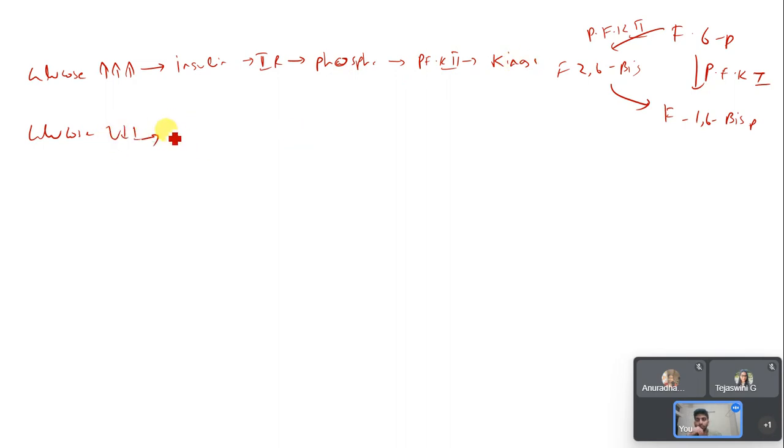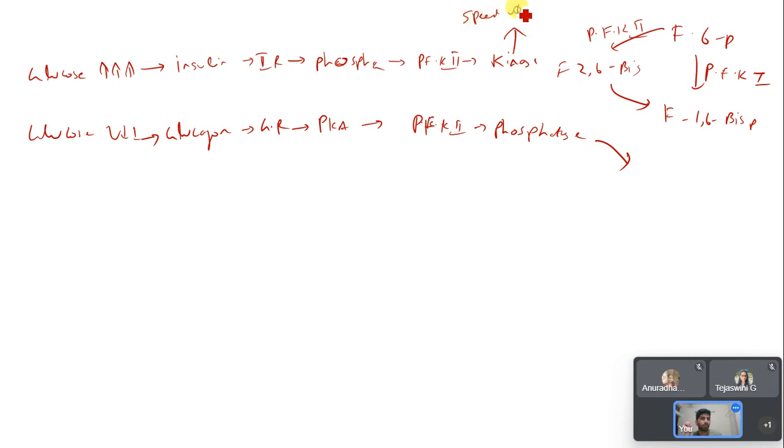Again, when the glucose is low, it will secrete glucagon. It will bind on this glucagon receptor. Then it will activate PKA. It goes and interacts with PFK2, and the phosphatase domain gets activated. And then it slows glycolysis. So did you understand till here?